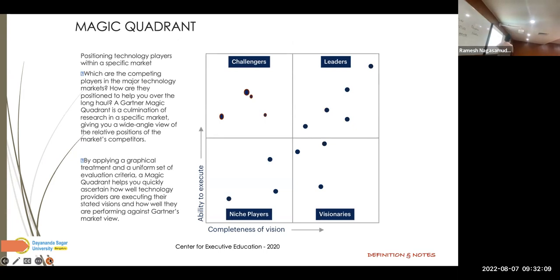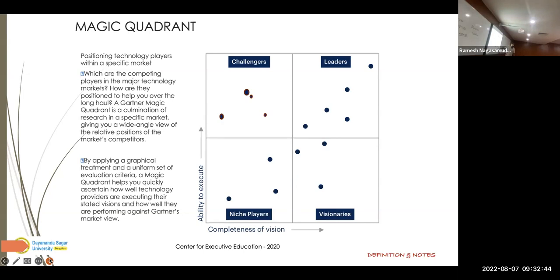So they have completeness of vision here. So what does this graph mean? The farther you go, the greater the vision. The higher up you go, the greater the ability to execute. So who are leaders? Leaders are those which have great vision and the ability to execute. There's nothing more to say about it. That's exactly what they are doing: great ability to execute and great vision.